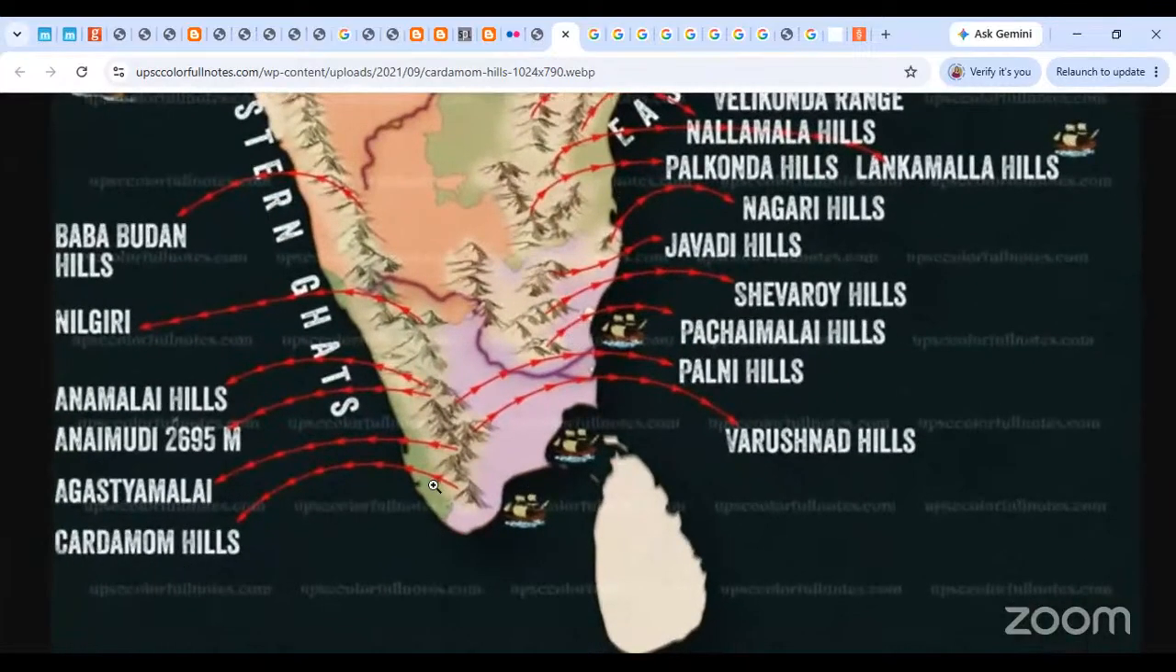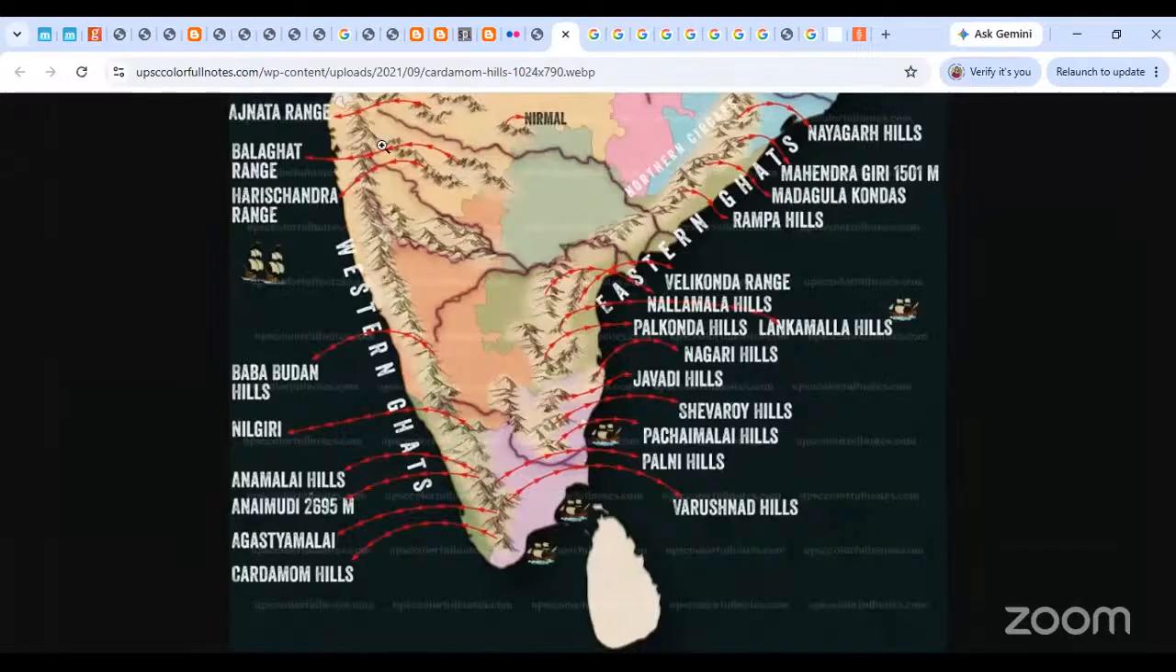This is the Indian Peninsula. We are looking at the Peninsular Plateau, and to the west are the Western Ghats, to the east are the Eastern Ghats. Let's take a look at all the major hills in the Eastern and Western Ghats properly. We will start from here, the Western Ghats.